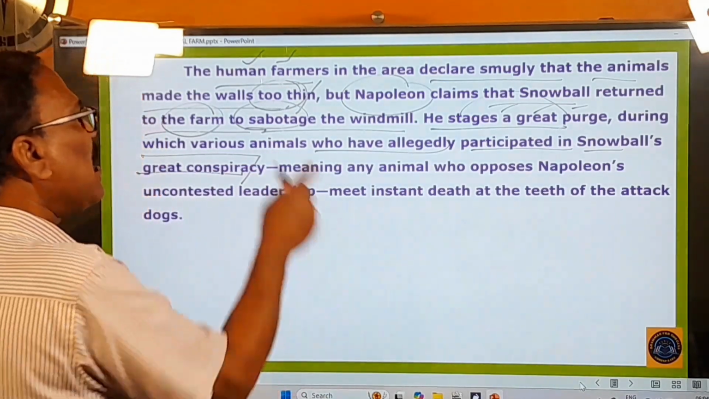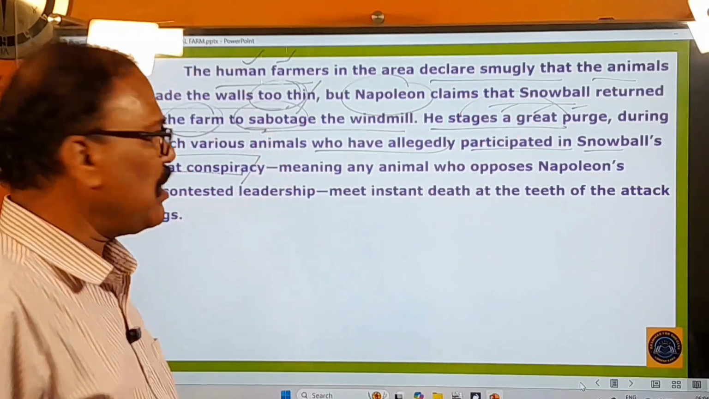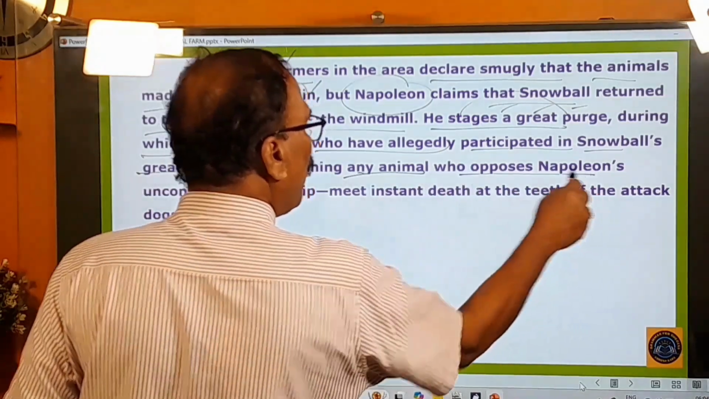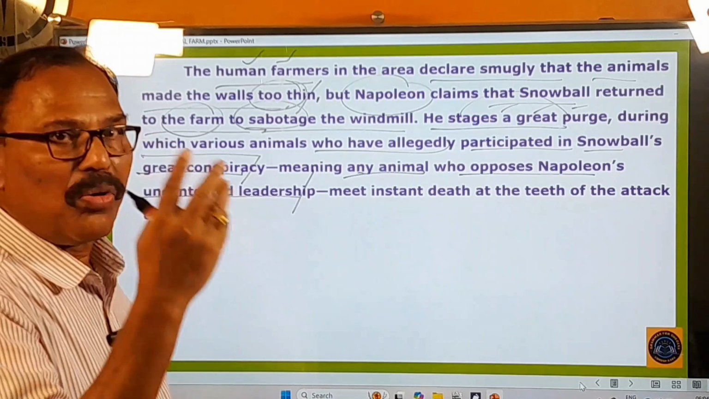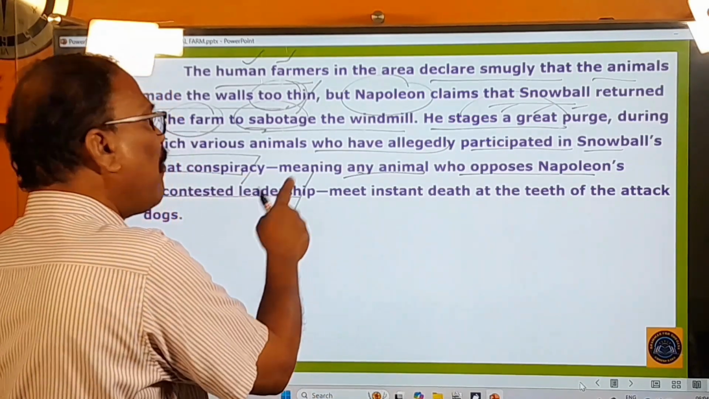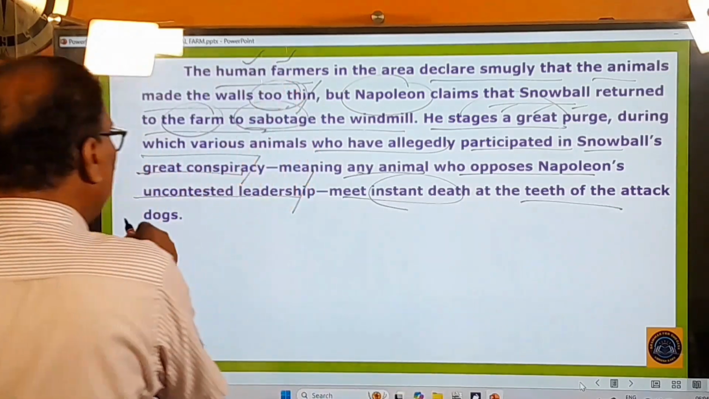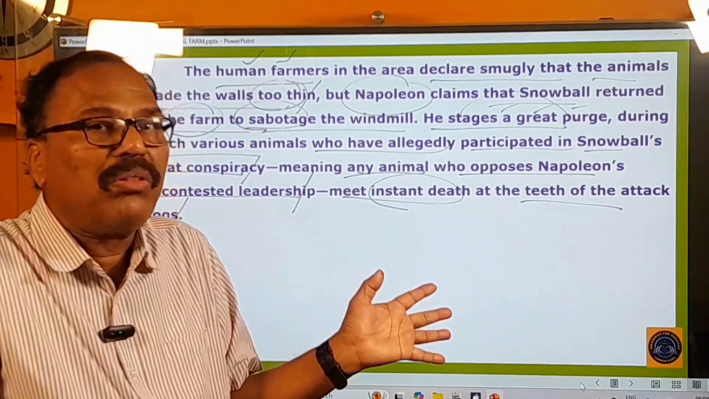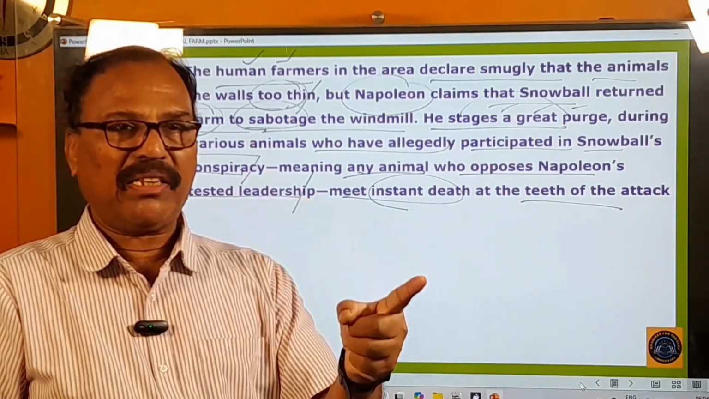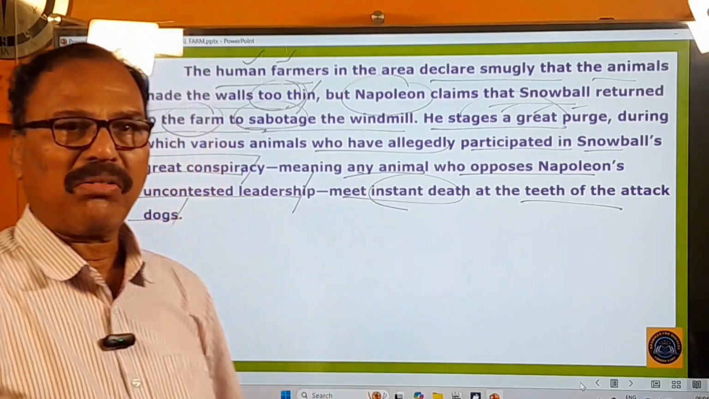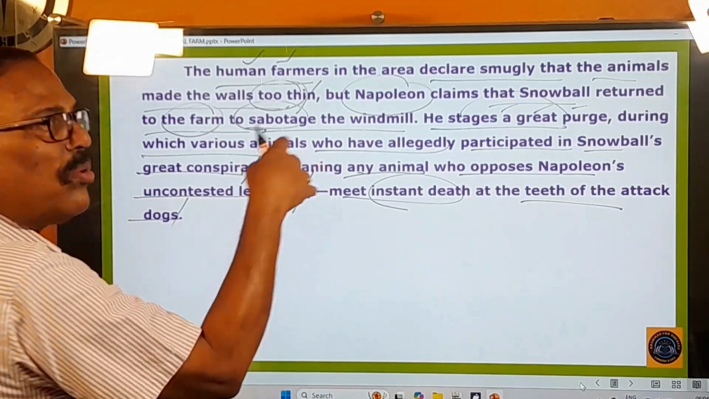And now what happened? He has conducted that meeting, and in that meeting, he is making it clear to all the animals. Here is the meaning: any animal who opposes Napoleon's uncontested leadership, any animal who disobeys his leadership, will meet instant death at the teeth of the attack dogs. So he is making it clear to all the animals: whoever opposes me will meet a very terrible death at the teeth of the attack dogs.